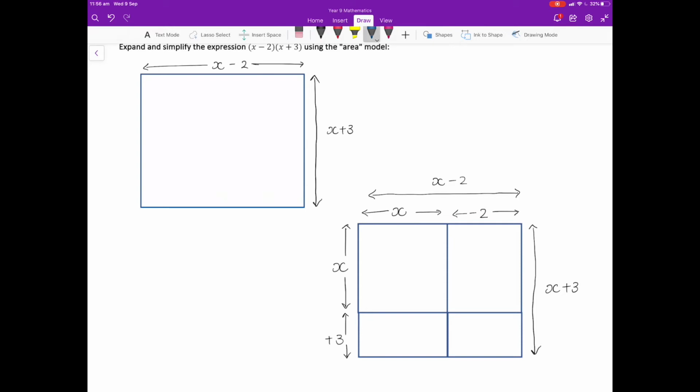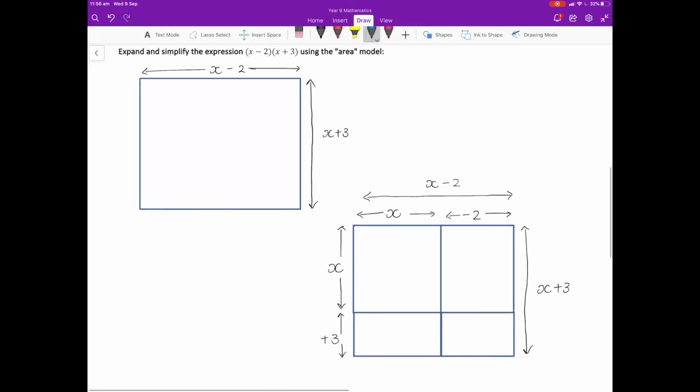Alright, so now what we're going to do is find the area of each of the shapes inside this rectangle. Finding the area of shape 1 would be x times x for a total area of x squared. Then here, keep in mind that we have that negative, and that's really important because that is going to change our value. So here we're going to have a equals -2 times x. Simplifying this now, we get -2x for the area of rectangle number 2.